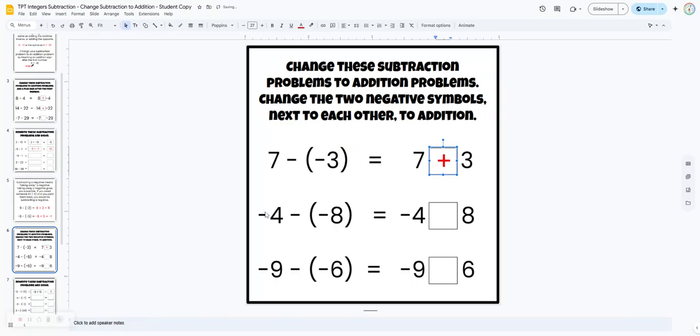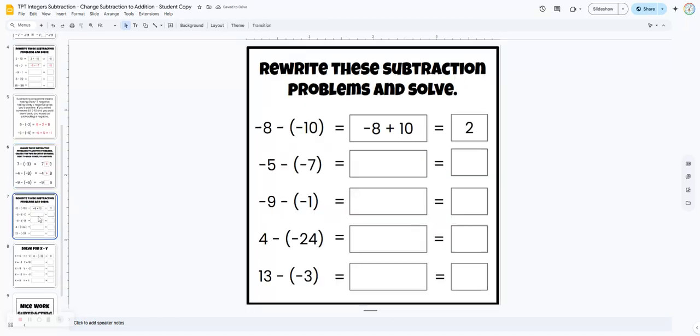So you want to be careful when you get down here. They don't change this negative. They're just changing the two that are next to each other when you're subtracting that negative. So they're just going to fill in plus signs there. Now when we get to the next slide, they're going to be changing these to addition problems. For example, negative 5 plus 7, and now it's an addition problem they can go ahead and solve.